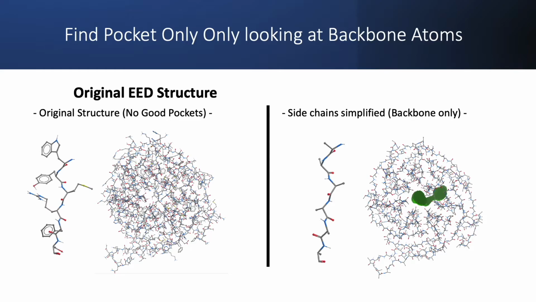On the left is the original EED protein structure, and on the right is the same structure after simplifying all side chains to alanine structures. Simplifying the side chains like this essentially only leaves the backbone atoms left, which are then used to find a pocket that wraps around the backbone atoms. As a note, this strategy will not work on all protein structures because some structures have backbone atoms blocking the middle of the protein as well.